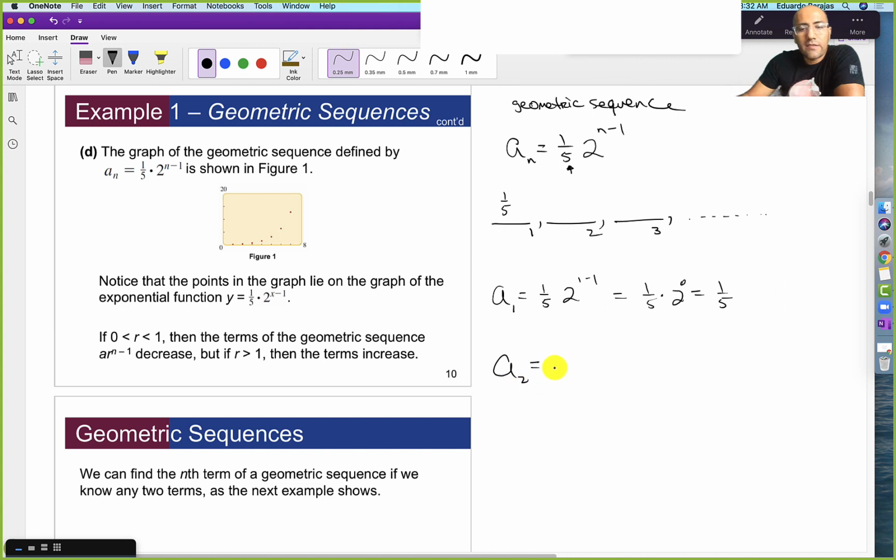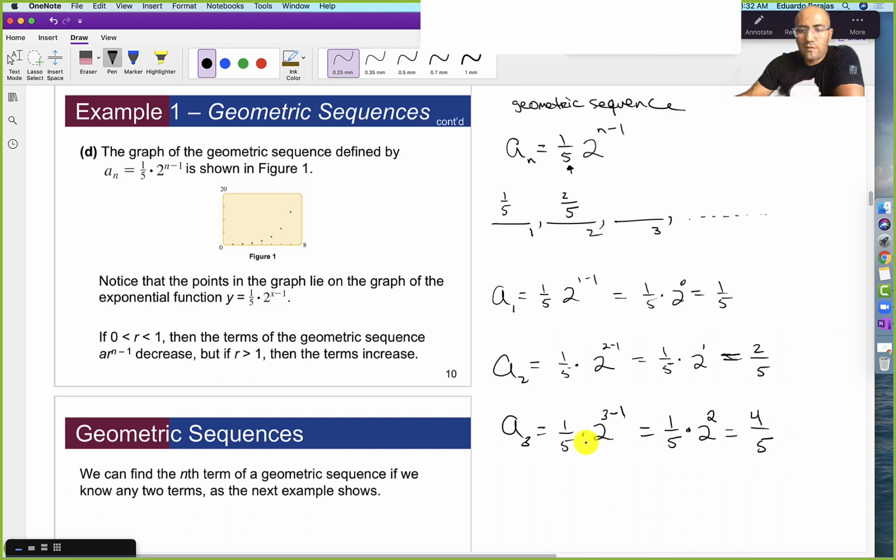Then a sub 2 is going to be equal to 1/5 times 2 to the power of 2 minus 1, which is equal to 1/5 times 2 to the first power, or just 1/5 times 2. So that'll be 2/5. That's the second one on my list, 2/5. The third one on my list is going to be equal to 1/5 times 2 to the 3 minus 1, which is equal to 1/5 times 2 to the second power, which will be 4/5. That's the third one on my list.